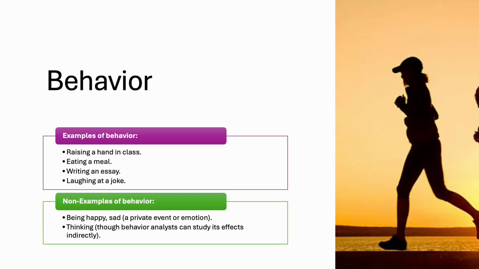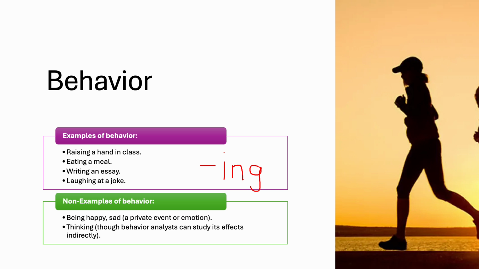So now that we've gone over what may classify as a form of behavior or may not classify as a form of behavior, I want to give you guys some examples and non-examples of behavior, okay? As I mentioned earlier, words that end in ing tend to be describing an action, and so they usually classify as behavior, okay? Some examples included here are raising a hand in class, eating a meal, writing an essay, and laughing at a joke. These are all forms of behavior.